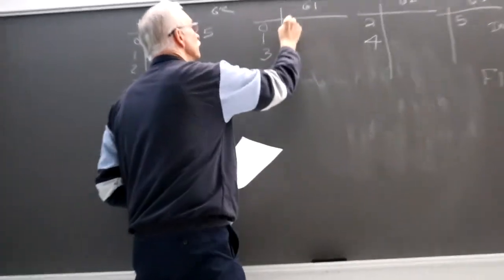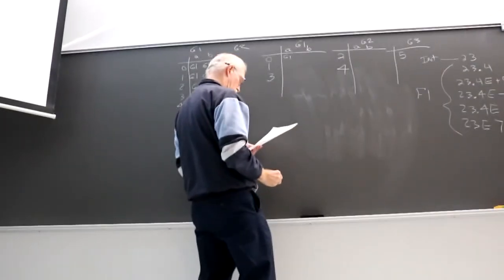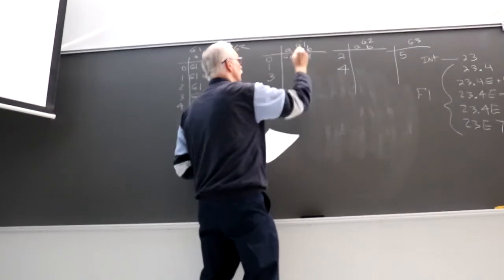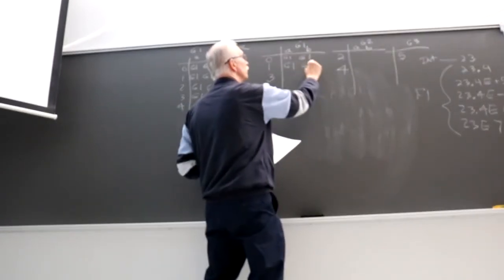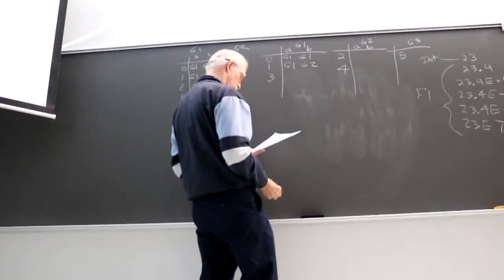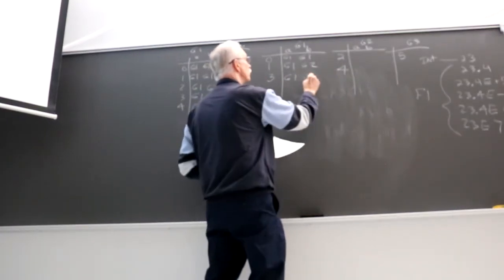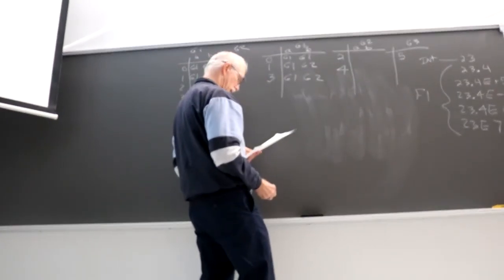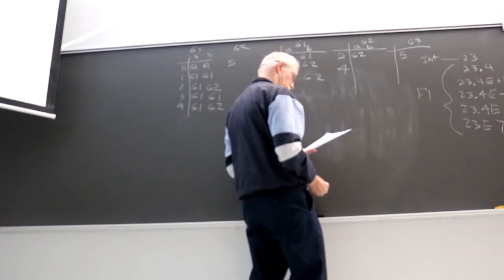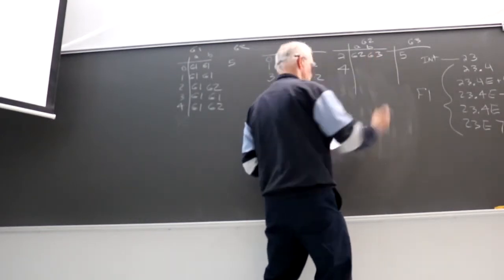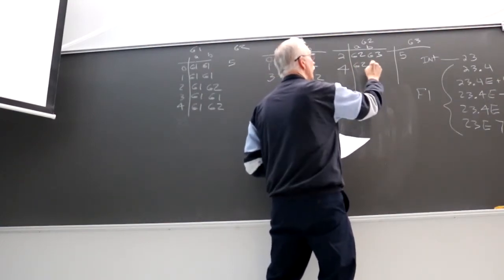0 on A goes to 1, who is group 1. 0 on B goes to 3, who is group 1. 1 on A goes to 1, who is group 1. 1 on B goes to 2, who is group 2. 3 on A goes to 3, who is group 1. 3 on B goes to 4, who is group 2. 2 on A goes to 2, who is group 2. 2 on B goes to 5, who is group 3. 4 on A goes to 4, who is group 2. 4 on B goes to 5, who is group 3.